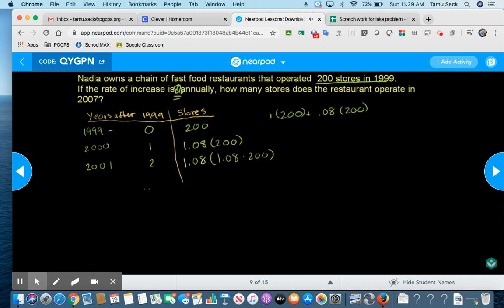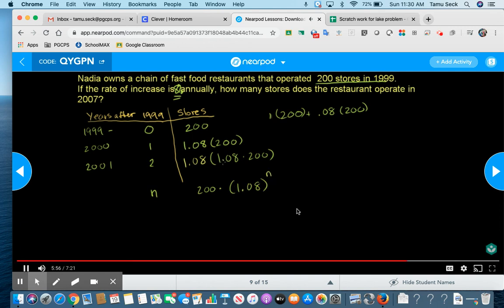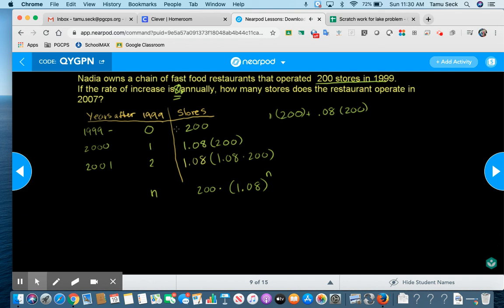If it's n years after 1999, let me write it this way. It's going to be 200 times 1.08 to the nth power. After 2 years, 1.08 squared, 1 year, 1.08 to the first power, 0 years, this is the same thing as a 1 times 200, which is 1.08 to the 0th power.